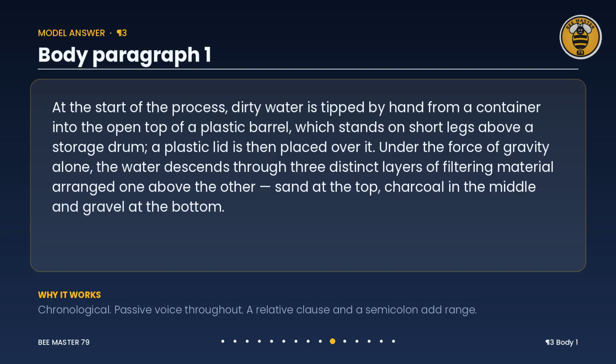Paragraph 3. The first body paragraph. At the start of the process, dirty water is tipped by hand from a container into the open top of a plastic barrel, which stands on short legs above a storage drum. A plastic lid is then placed over it. Under the force of gravity alone, the water descends through 3 distinct layers of filtering material arranged one above the other: sand at the top, charcoal in the middle, and gravel at the bottom. Everything here is in the passive voice because in a process the action matters and the agent does not.